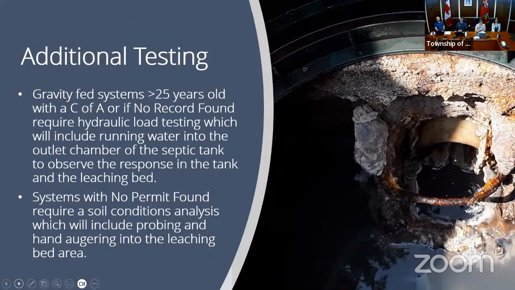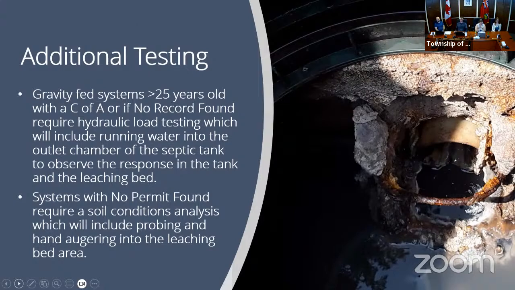So to do the test, we will require running water, and we will be taking a hose and just suspending it right above the liquid level in the outlet chamber of the tank. So we are looking at not the side that generally accumulates with solids. We're looking at the side that's a little bit more liquid based in a normal operating system.